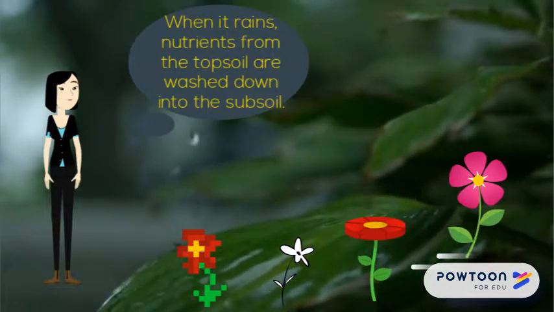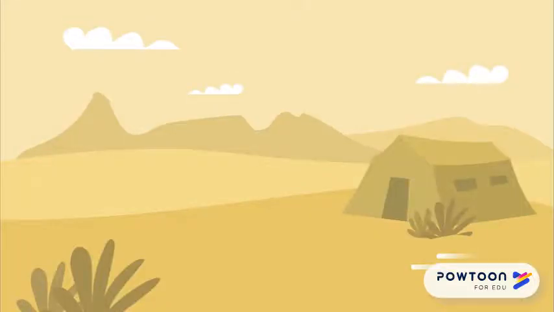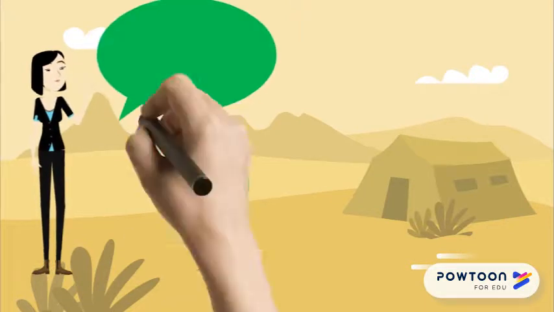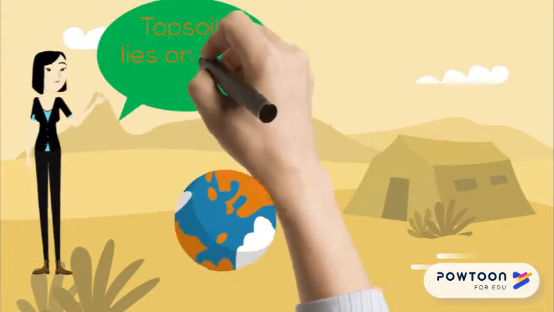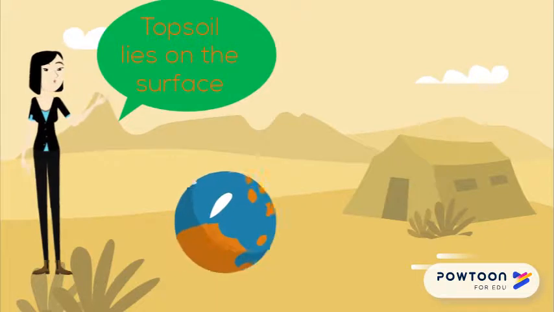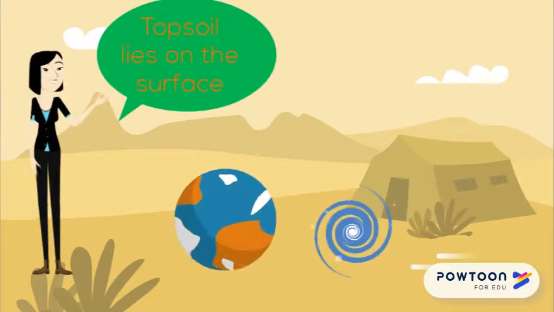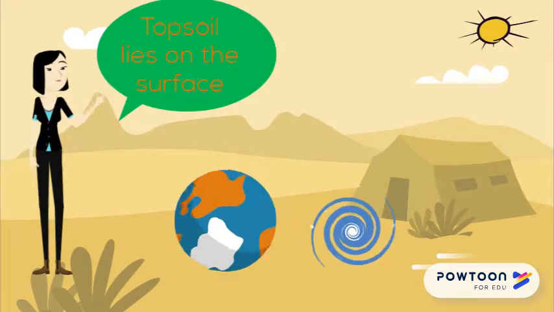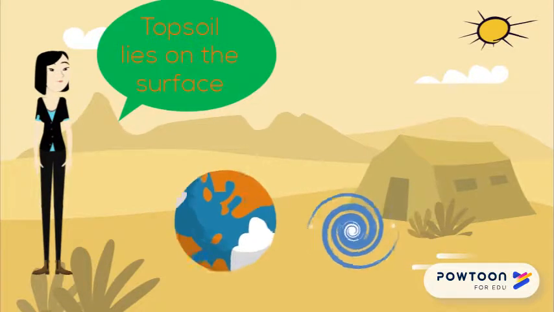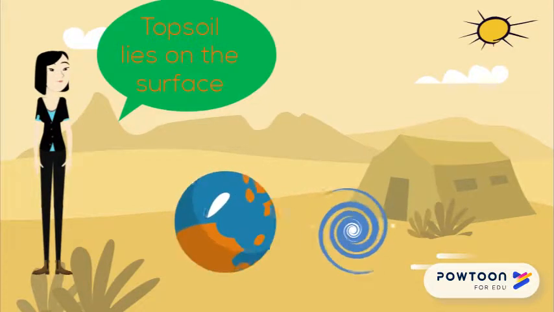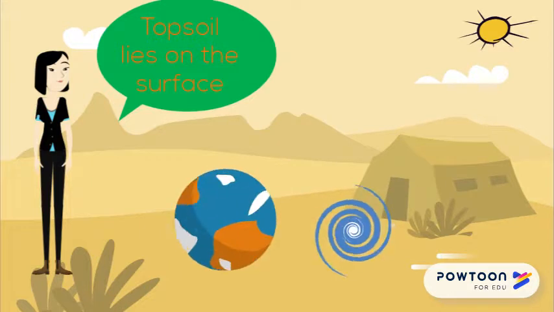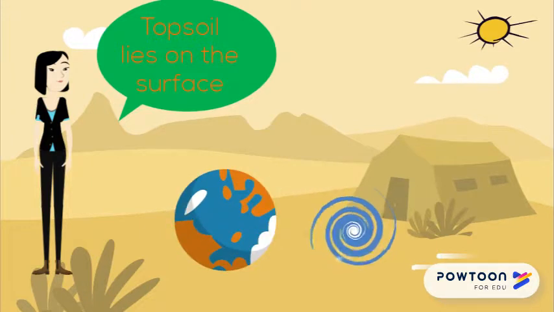Now, how soil supports life on Earth. Soil supports life on Earth in different ways. Topsoil lies on the surface. Topsoil is the layer of the soil on the surface of the earth. It forms as rock on the surface of the earth breaks down into smaller and smaller pieces. Topsoil is formed when rock breaks into small grains over time.